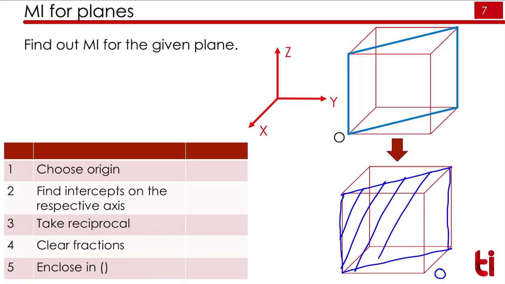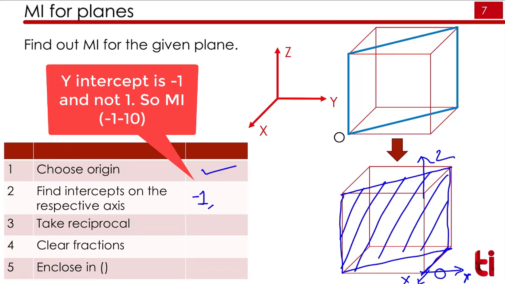So what we have done, we have shifted the origin. Along x-axis, the intercept is -1. Along y-axis, the intercept is 1, and along z-axis, it is infinity. That is, it is parallel to the z. Take reciprocals: -1, 1, 0. No fractions, include parentheses. So the given plane is (-1 1 0).